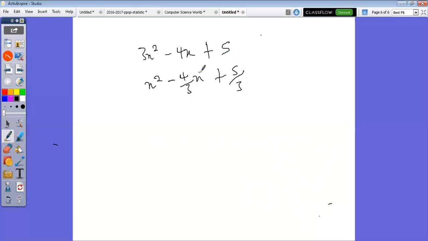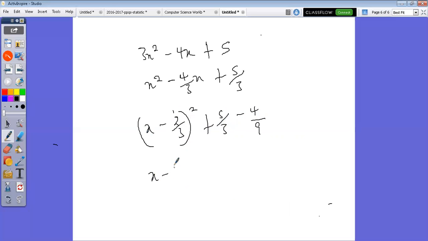Then I do the same thing as when I'm completing the square. The coefficient of x is negative 4 over 3. Then I divide by 2. So what's minus 4 over 3 divided by 2? Can you use your calculator? Negative 2 over 3, correct. Squared, make sense? Plus 5 over 3 minus the square of this. So you can simply square the numerator, 4, and square the denominator, 9. Clear now?